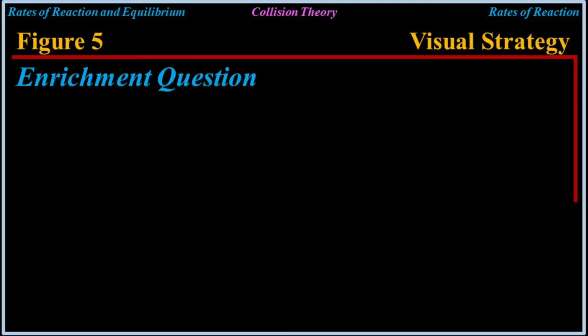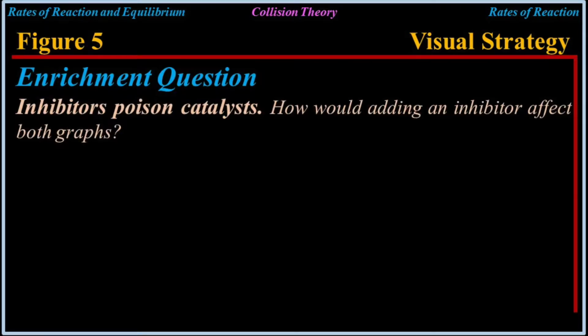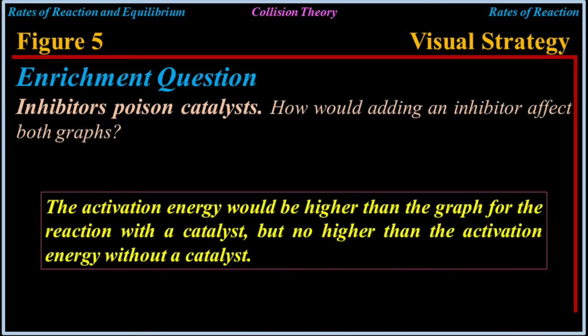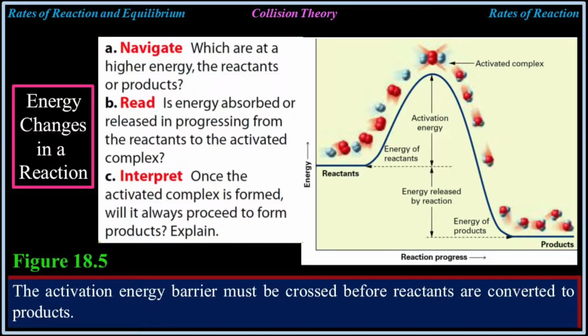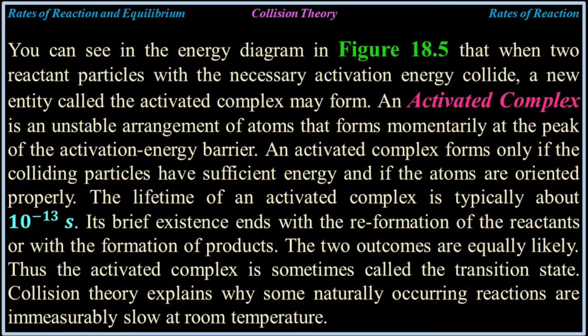Enrichment question. Inhibitors poison catalysts. How would adding an inhibitor affect both graphs? The activation energy would be higher than the graph for the reaction with a catalyst, but no higher than the activation energy without a catalyst. Here is another shot of the graph for your review that will be mentioned in the next slide.